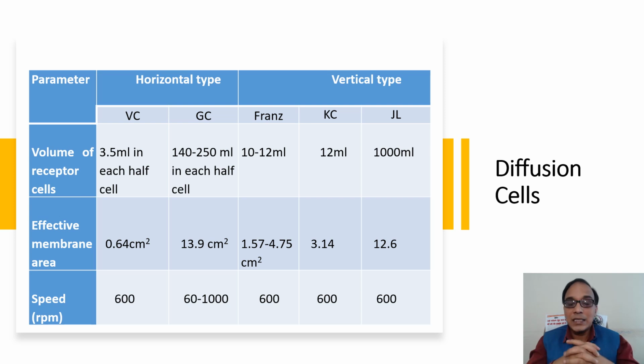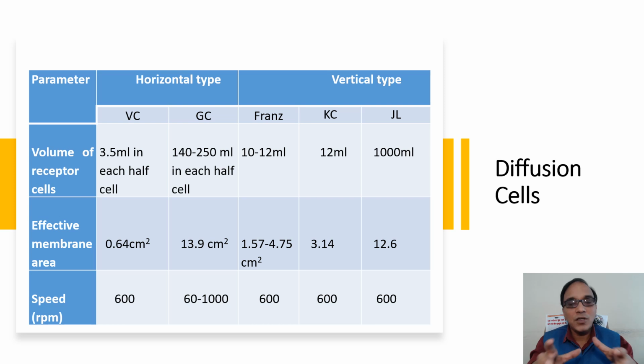Let's compare their properties. The volume of the receptor cells in the Wallechin cell is 3.5 ml in each half cell. They are called one half cell, the second half cell. So 3.5 ml in each half cell. In the Ganman-Chin cell, the volume is a little bit more, 140 to 250 ml in each half cell, while in the French diffusion cell it is just 10 to 12 ml. In the KC cell, 12 ml, and in the Jawar-Lordy JL cell, 1000 ml.